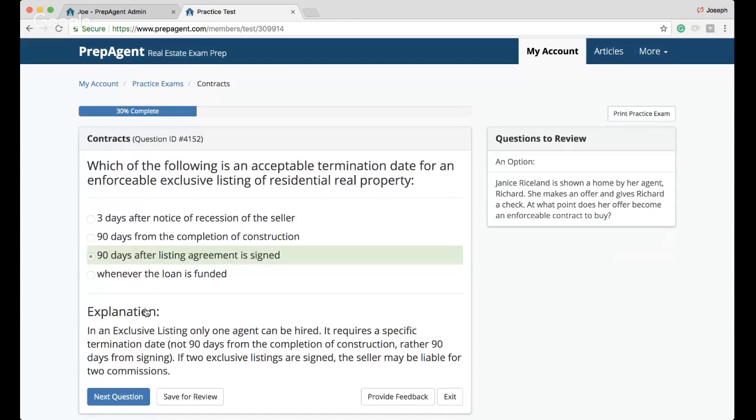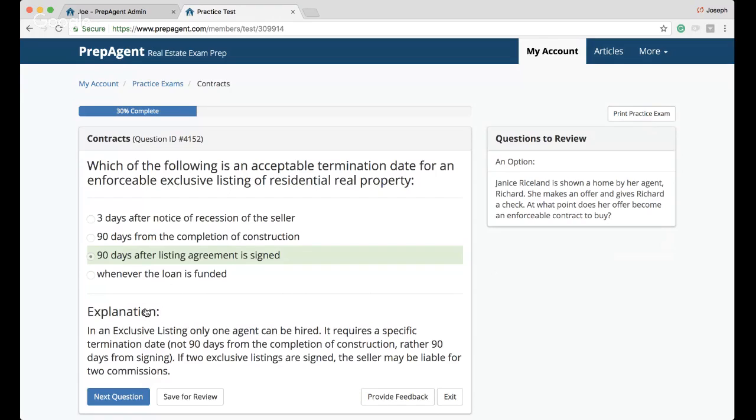Now I want to go into further detail about this. This is an exclusive listing. Those need a definite termination date, as per this question. An open listing does not. Why is that? Well, that's because with an exclusive listing, you're exclusive with one person, and if they don't do a good job, you're kind of stuck. So there needs to be a definite termination date. If they don't do what they said they're going to do, at least you could sleep at night knowing you're not with them forever. You can move on to somebody else when the listing is expired.